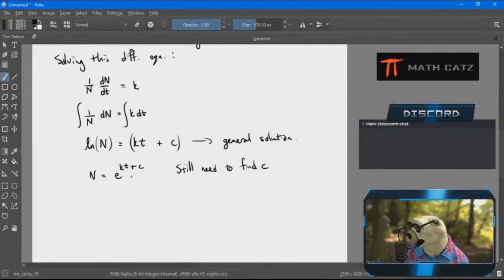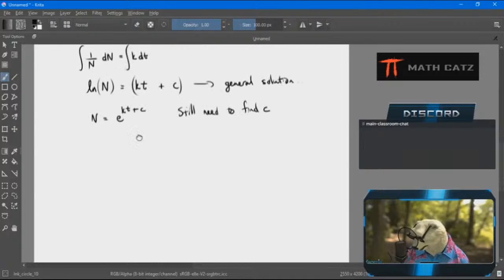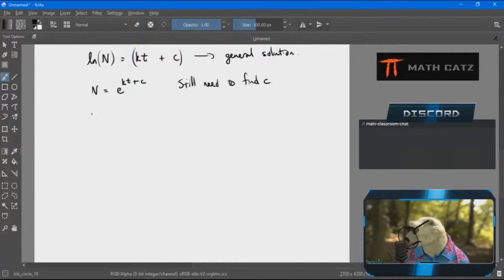But before I do that, it turns out that I can make this look a little nicer to have this integration constant be connected to something that has immediate meaning. This C, if I calculate the value of this C, its value isn't obvious where it comes from. But if I rewrite this a little bit, it's going to look much nicer. So what we're going to do is write this as e to the c times e to the kt.